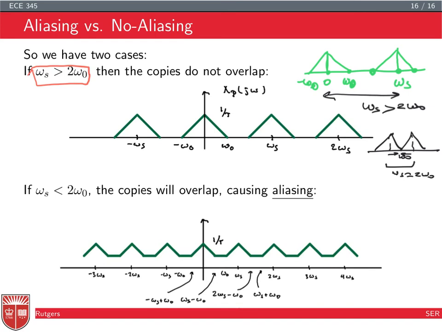Now if there is overlap, if ω_s is strictly less than 2ω_0, then these copies are going to overlap and you're going to have a bit of a problem. And we'll see why later. So just to tell you why this is happening, you have this copy, and then you have to add to this copy, so you're going to have a problem in this interval here. You're going to have this part plus this part, so it's going to be a constant. This is why you get the constant here, because the signals are overlapping. And here you have aliasing.